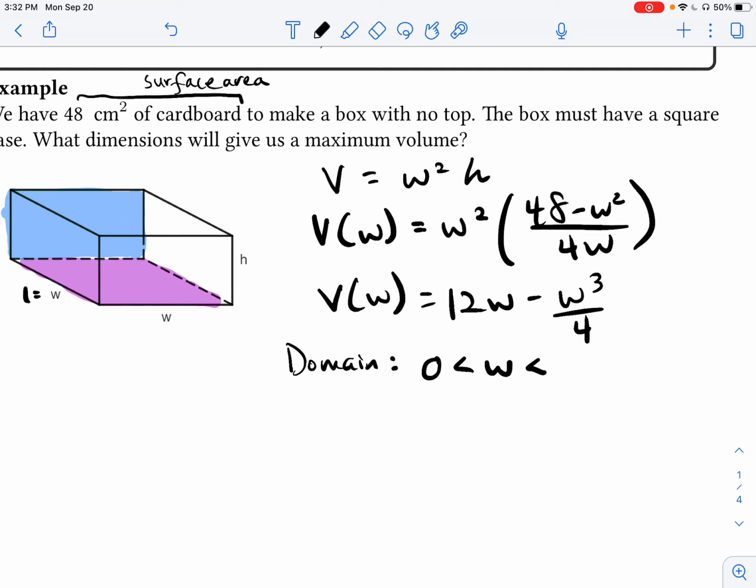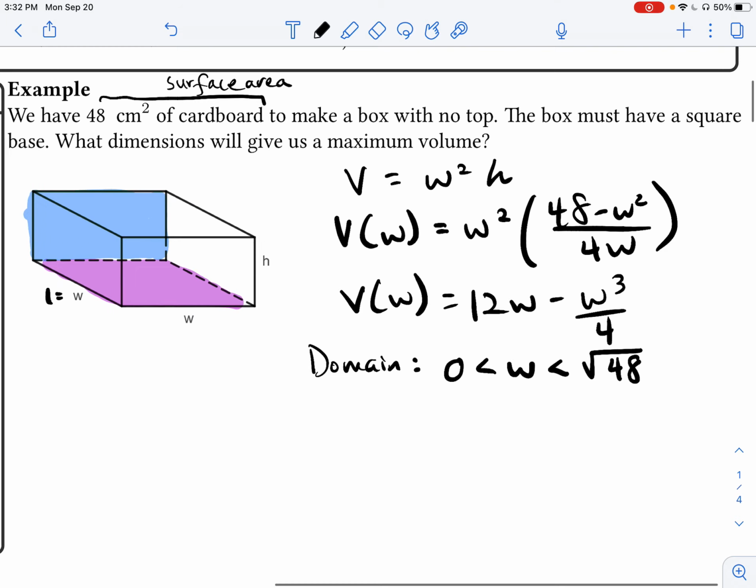Well, we know that the maximum has to be the square root of 48 because the amount of cardboard that we have is 48 square centimeters. So if we use all of our cardboard just to make the base, if this was 48 centimeters squared, which it's not, then we would just have a flat base. We would use all of our cardboard for that base and there would be no sides.